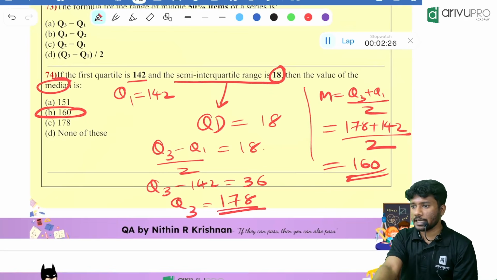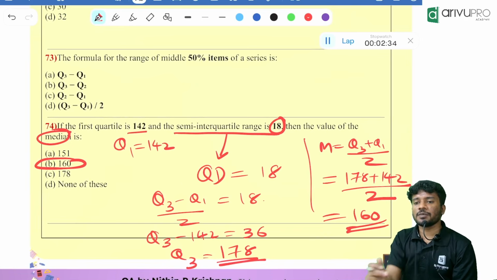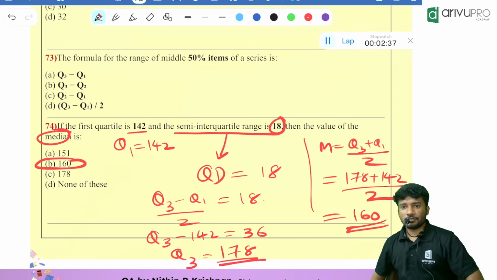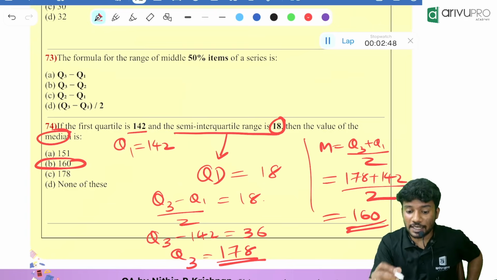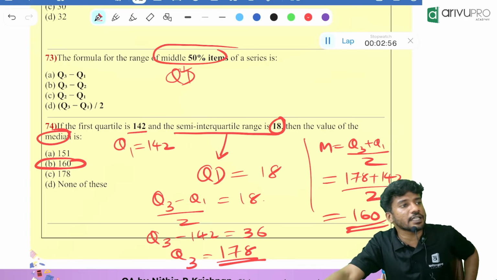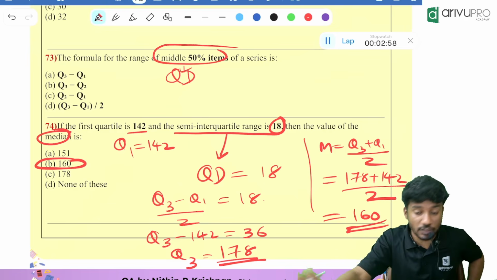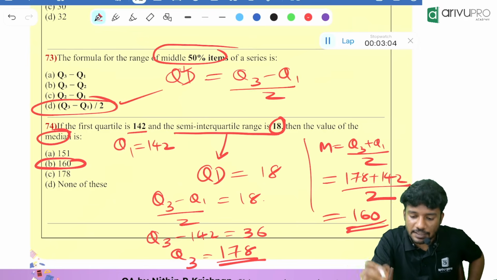Now, have a look at this previous question. Range of middle 50% of the data. Who is concerned about the middle 50% of the data? Quartile deviation. Only quartile deviation is concerned about the middle 50% of the data. I told you in the beginning also. Now, what is the formula for quartile deviation? Q3 minus Q1 divided by 2. Option D is the answer.